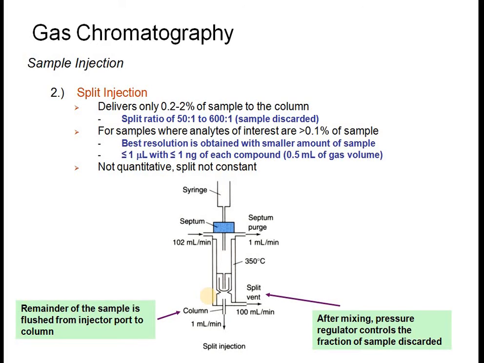Split injection. Delivery to the column is only 0.2 to 2% of the sample. Split ratio is 50 to 1 up to 600 to 1. The rest of the sample is discarded. Used for samples where analytes of interest are greater than 0.1% of the sample. Best resolution is obtained with a smaller amount of sample, about 1 microliter, or 1 microgram of each compound, 0.5 ml of gas volume.